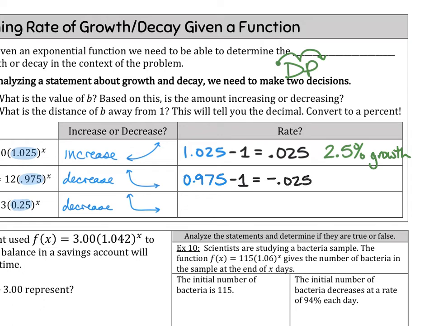If it's negative 0.025, I just need the absolute value of that for the percentage. What's the percentage rate here? 2.5 again, but this is 2.5%. Is it growing? No. Decaying, because that was a negative number. And we knew that because the graph should decrease. We already kind of talked about that.